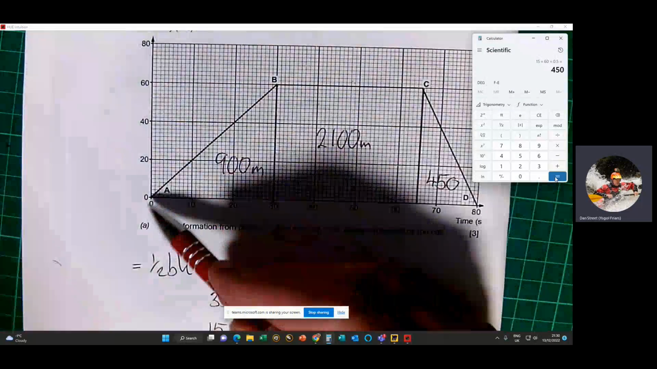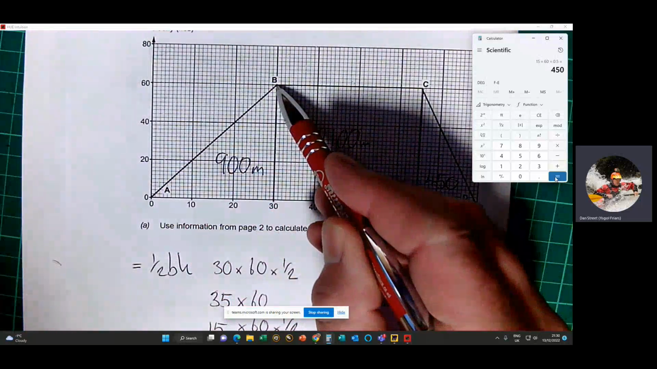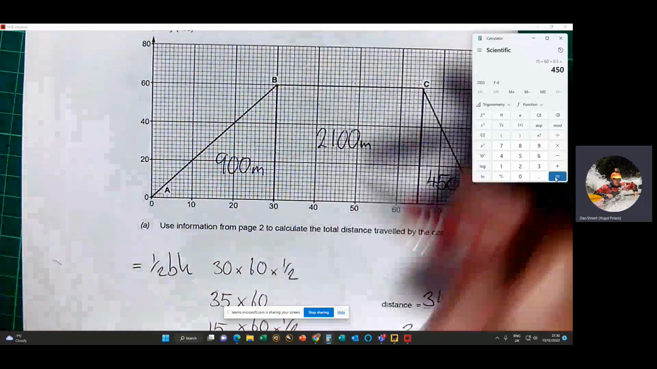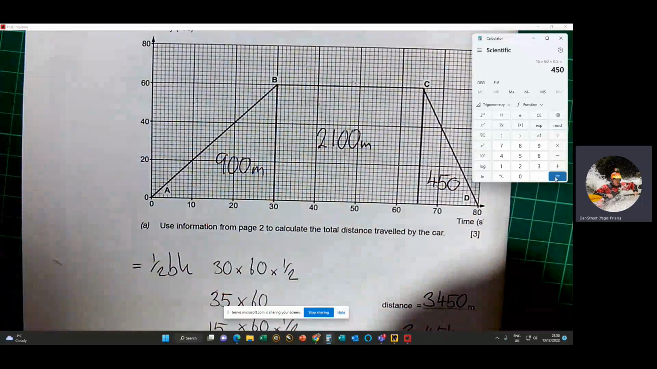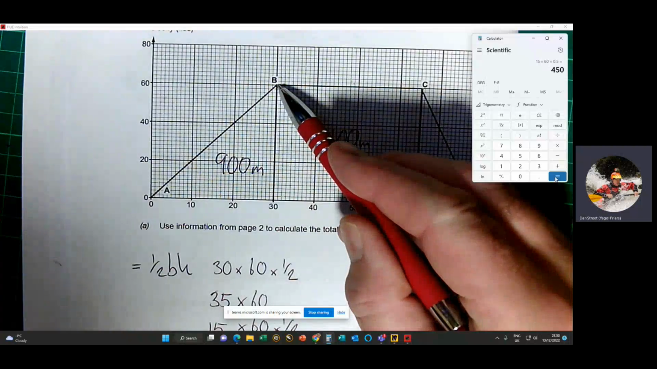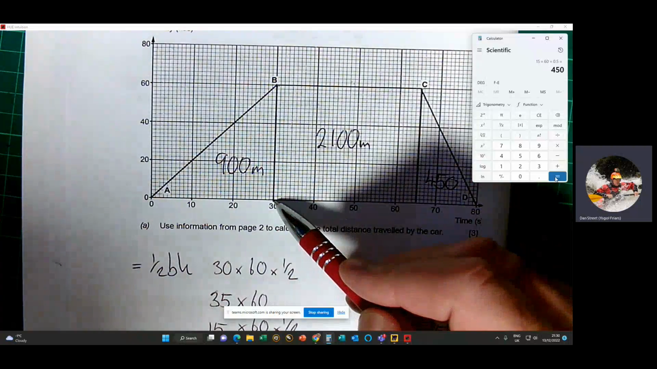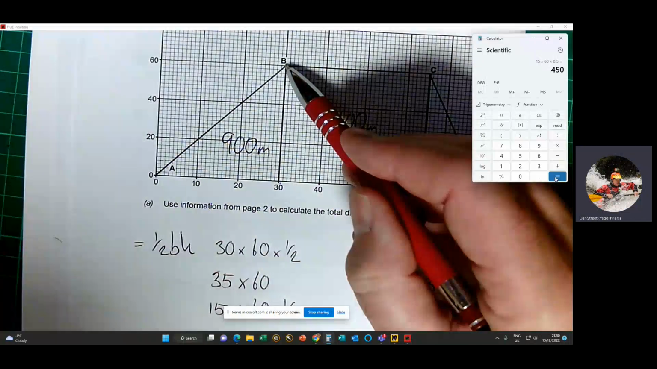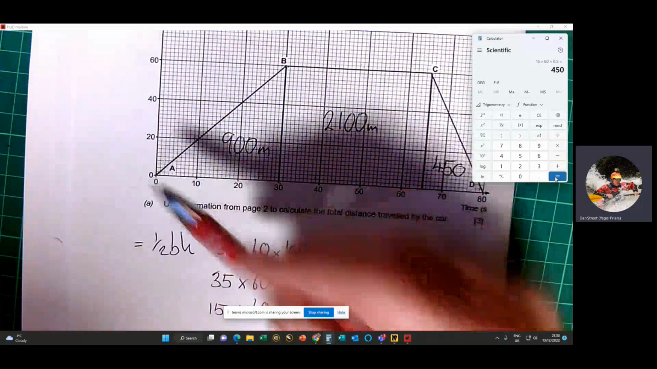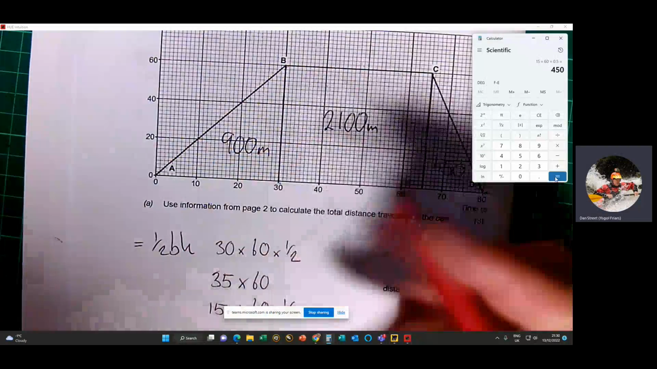So we can see here that we've got an acceleration, because we're going from 0 to 60 meters per second. And if we look at the front of the book, we'll find that the acceleration can be calculated by dividing the change in velocity by the time over which that takes. So the change in velocity is going to be 60 take away 0, which of course is 60, divided by 30 seconds.